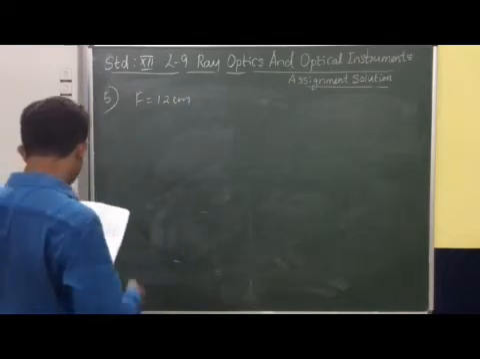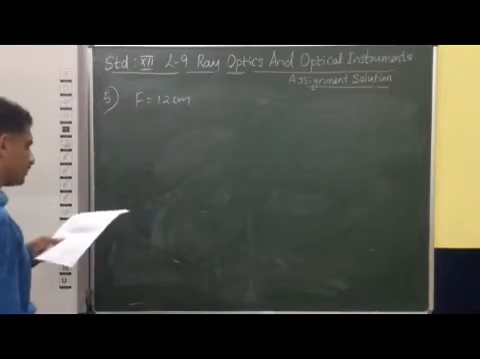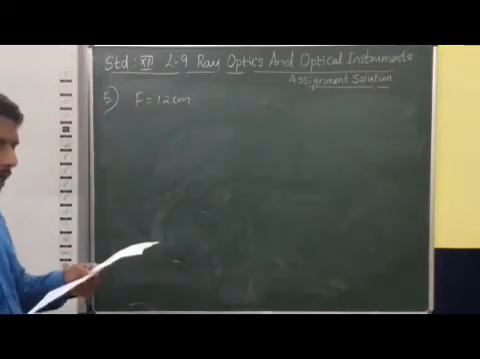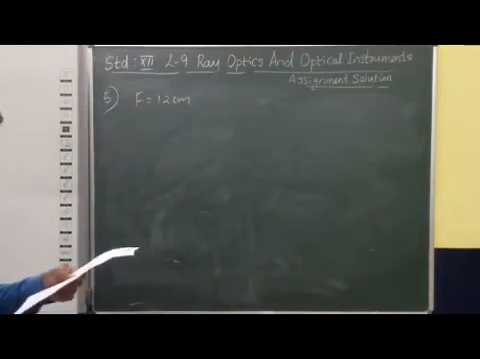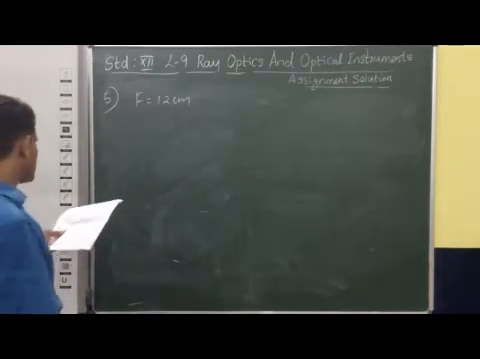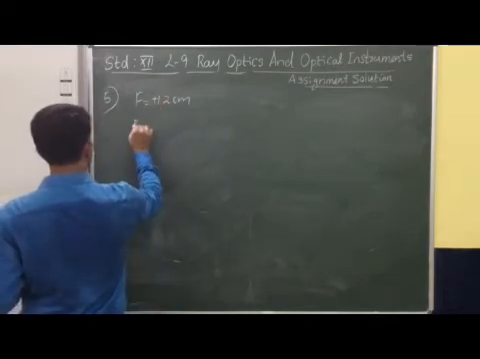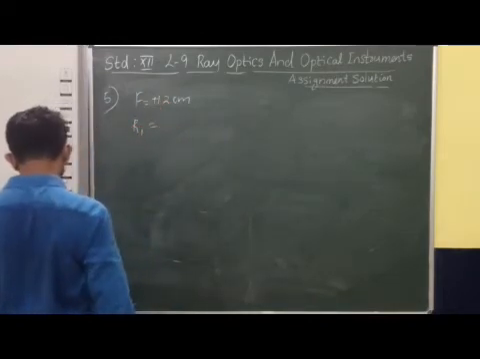A convex lens, question number 5 only we are discussing. The radii of curvature of the faces of a double convex lens are 10 cm and 15 cm. Its focal length is 12 cm. So in the case of a convex lens, the focal length is considered as plus, and the radius of curvature R1 is there, R2 is there.